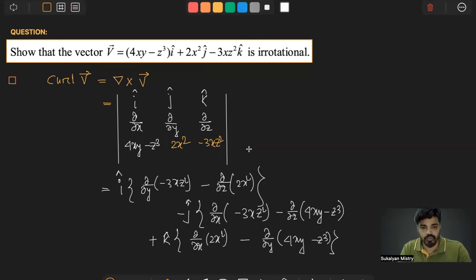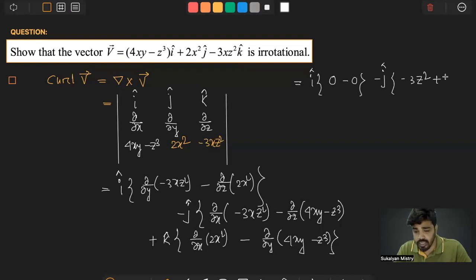So that equals i times: we have to differentiate with respect to y, so x and z are constant, that is 0. Differentiating with respect to z, x and y are constant, that is 0. Take minus j times: ∂/∂x gives minus 3z². With respect to z, x and y are constant, so this is 0. So that will be plus the differentiation of z³, that is 3z², plus k.